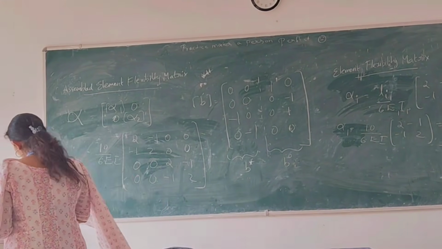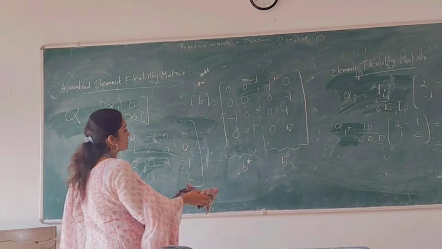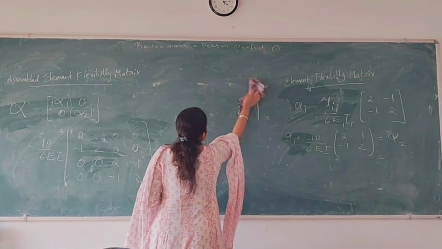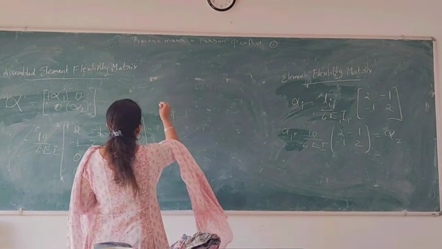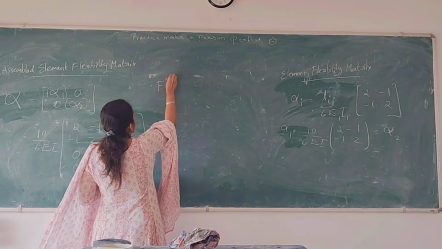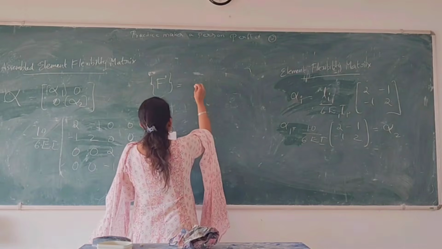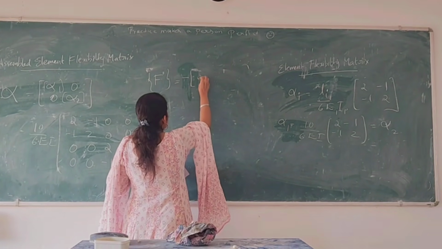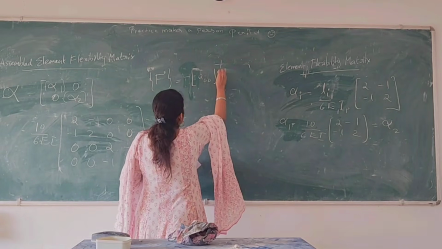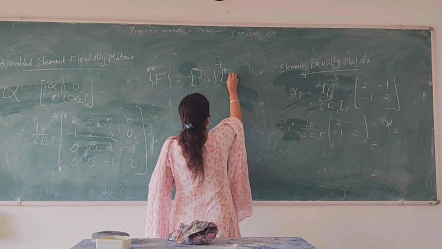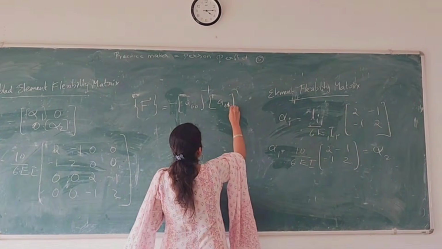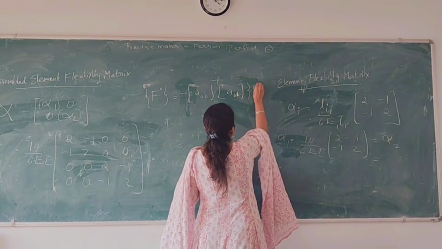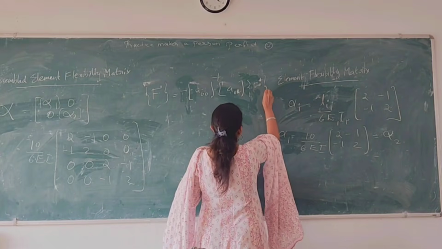Now what is the next step? We have to find out the redundant forces. Remember the equations to find out the redundant forces. Redundant forces F naught is given by minus A naught naught inverse into A naught star into F star. Okay, F star is the external forces which we have employed.